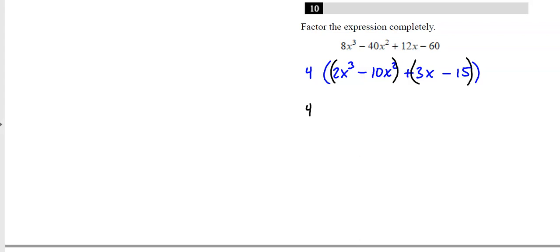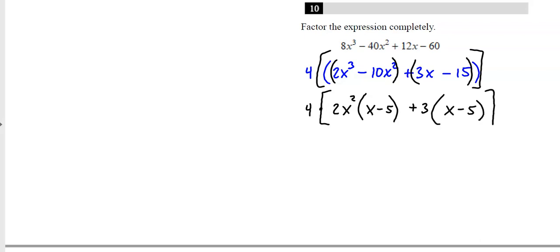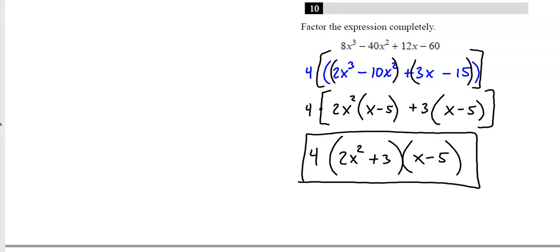So in the first part, I can yank out a 2x squared. Kind of put a big old bracket around this. So yank out a 2x squared, and I will have x minus 5. And I think if I pull a 3 out, I will also have x minus 5. So inside of here, I will have a 2x squared plus 3. I have the x minus 5. And on the outside, don't lose your 4. And there we go.